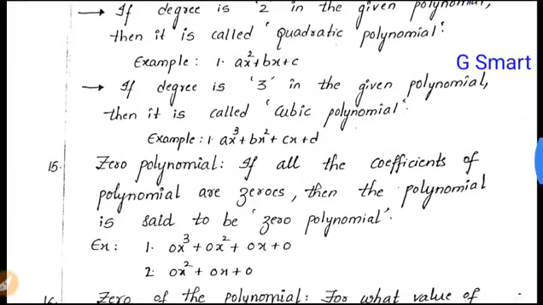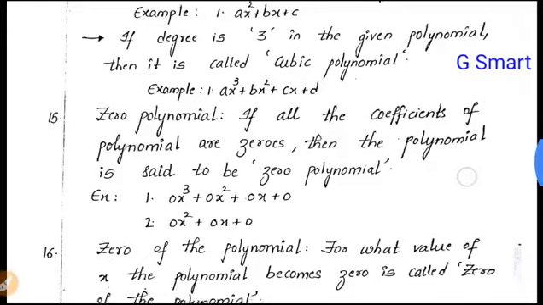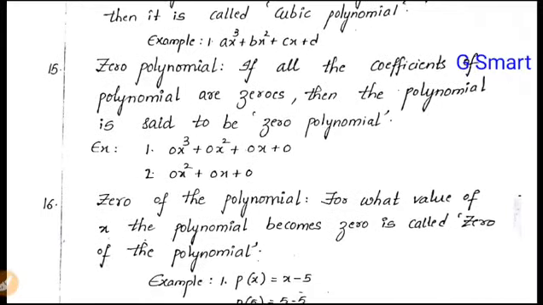Zero polynomial. If all the coefficients of the polynomial are zeros, then the polynomial is called the zero polynomial. Means there are no non-zero coefficients, all are zeros. So for example, 0x cube plus 0x square plus 0x plus 0, or 0x square plus 0x plus 0. These two differences you should know very well: zero polynomial and zero of the polynomial.